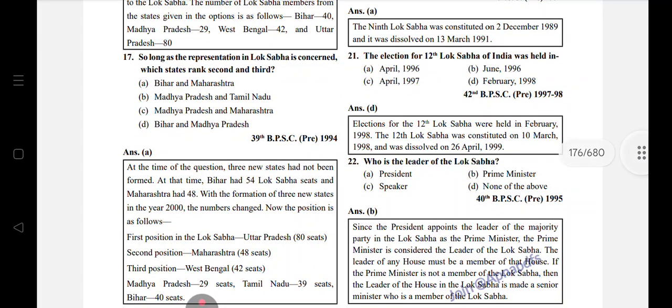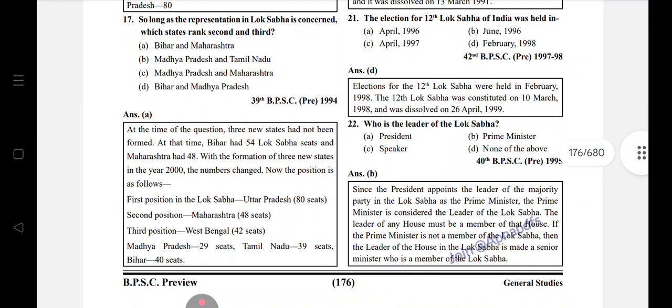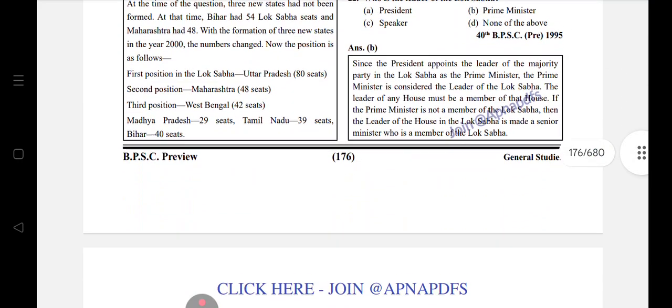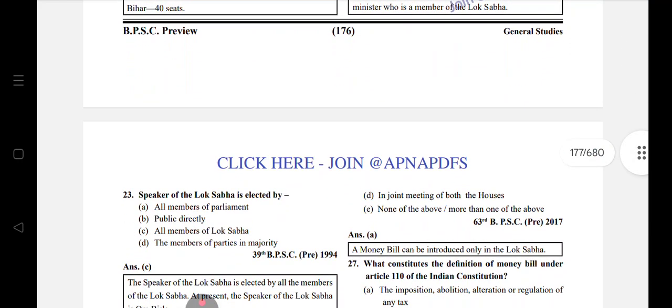Who is the leader of Lok Sabha? Speaker, no, Prime Minister. Leader of Lok Sabha. The Speaker of Lok Sabha is elected by all members of Lok Sabha.